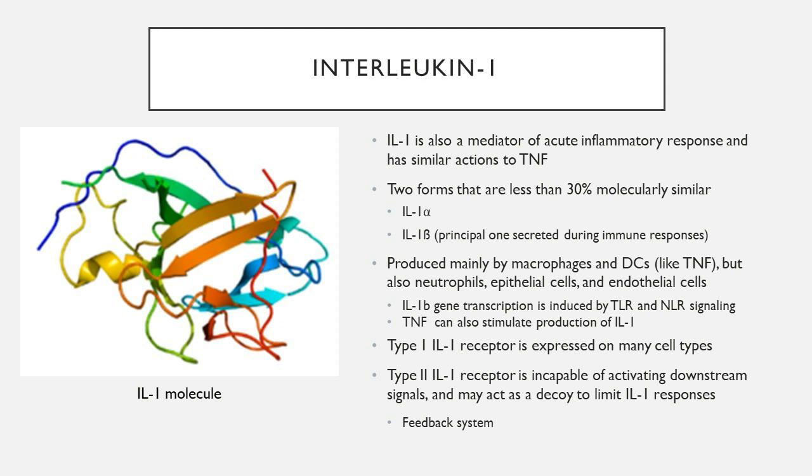Now, there are two receptor types for IL-1. The common one, type 1 IL-1 receptor, is expressed on many different cell types. The type 2 IL-1 receptor is incapable of activating downstream signaling for the inflammatory response, and it's thought to act as a decoy to limit IL-1 responses. So in cases where inflammation is no longer necessary, this receptor might be overexpressed, whereas the type 1 version might be underexpressed. So this helps to act as a feedback system to limit inflammation and keep it in check.